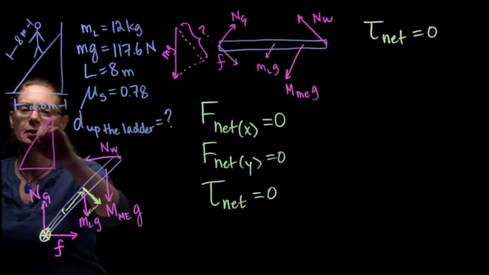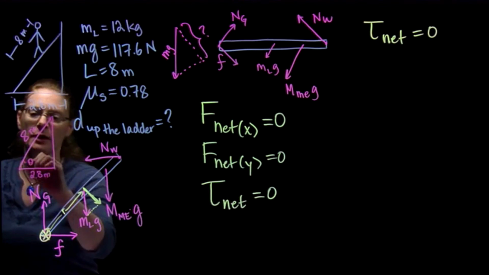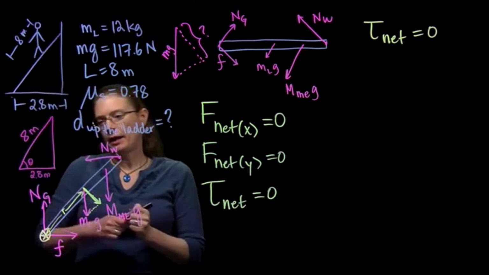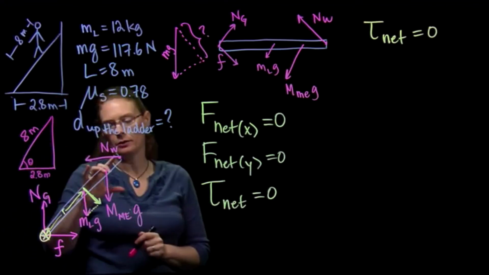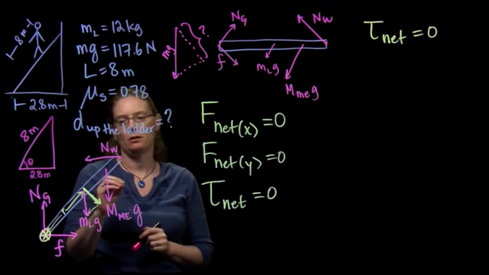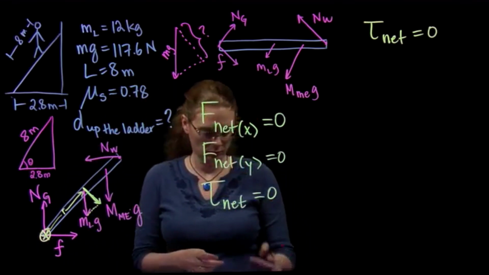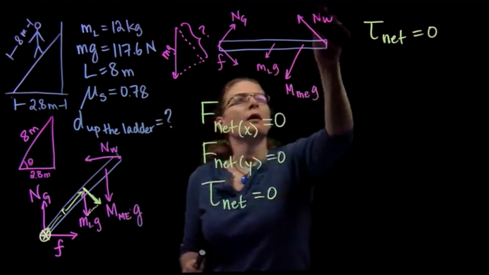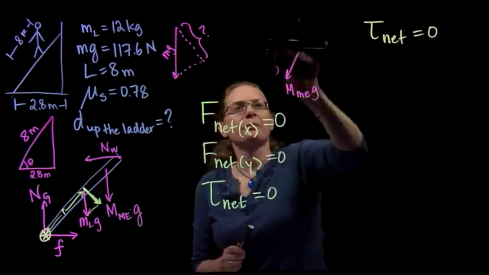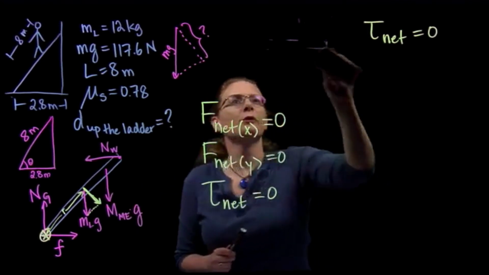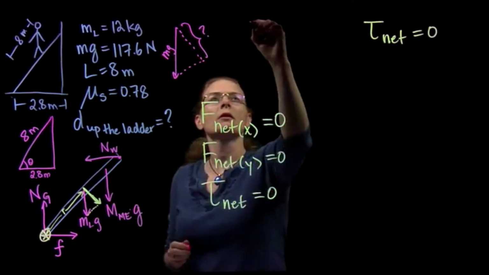If the ladder is 8 meters long and it was 2.8 meters away, this is my angle. I have the adjacent and the hypotenuse. Adjacent and hypotenuse gives me cosine. So this angle I can figure out by using the cosine function. But since I'm solving for an angle, you don't use sine, cosine, tangent. You use the inverse functions.